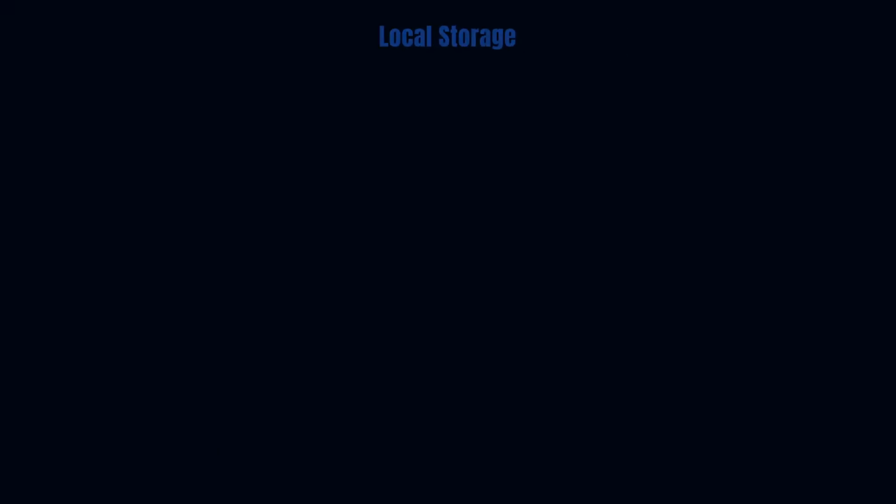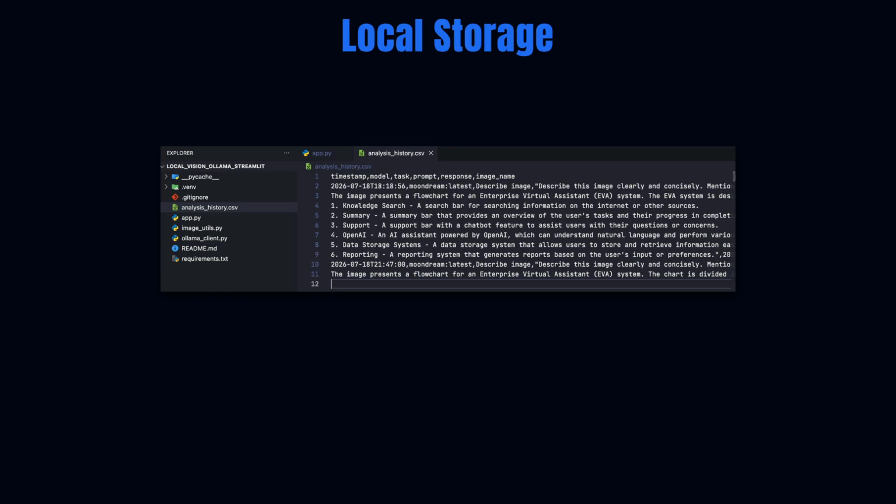So we have a storage, right? We build a storage in our local. Once the response comes back, our application doesn't simply display it. It also saves everything locally, maybe inside a CSV file. That includes timestamp, model, prompt, response, image name. This gives us a lightweight history perfect for debugging, auditing, or comparing different models later. You can even export everything as a markdown.